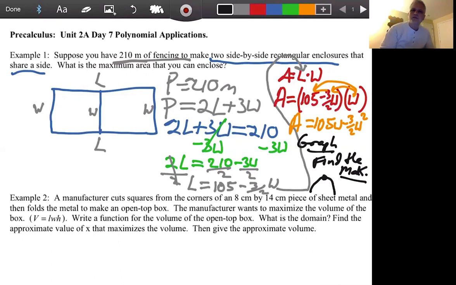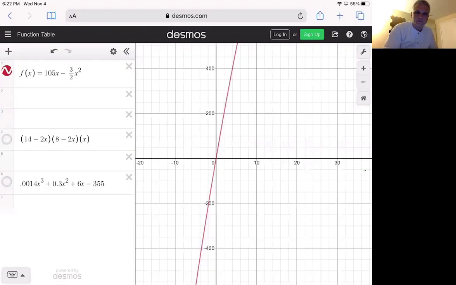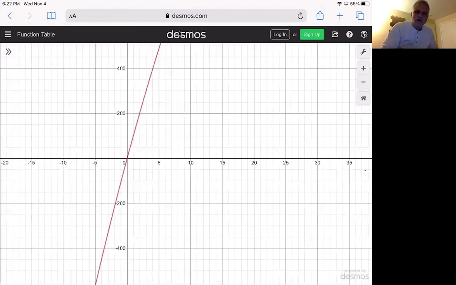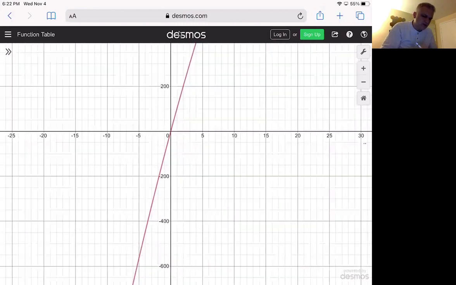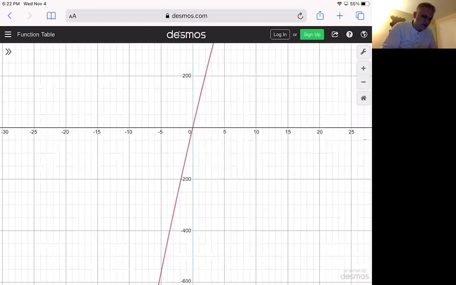So let's go ahead and put that into Desmos, so it's a little nicer to see on this. All right, so here we have our equation, f of x, or in our case, a of x, equals 105x minus 3/2 x squared. So that's what I've typed into my calculator. And now, don't be alarmed if you look at this and say, wow, I don't see the max. I just see maybe this part, right in here.